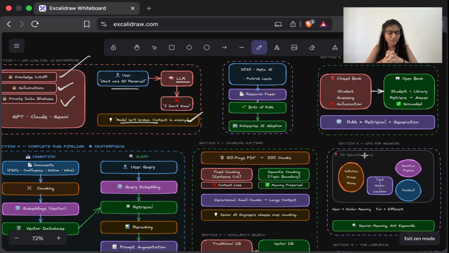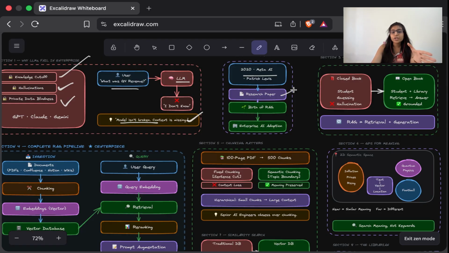Now the question arises: where did RAG come from? RAG wasn't invented by a startup trying to sell you a product. It was introduced in a 2020 research paper by Patrick Lewis and his team at Meta AI, formally titled Retrieval Augmented Generation for Knowledge Intensive NLP Tasks. The paper showed that models using RAG achieved state-of-the-art results on knowledge intensive tasks, outperforming models that relied purely on what they memorized during training. That one paper completely changed how enterprise AI gets built.